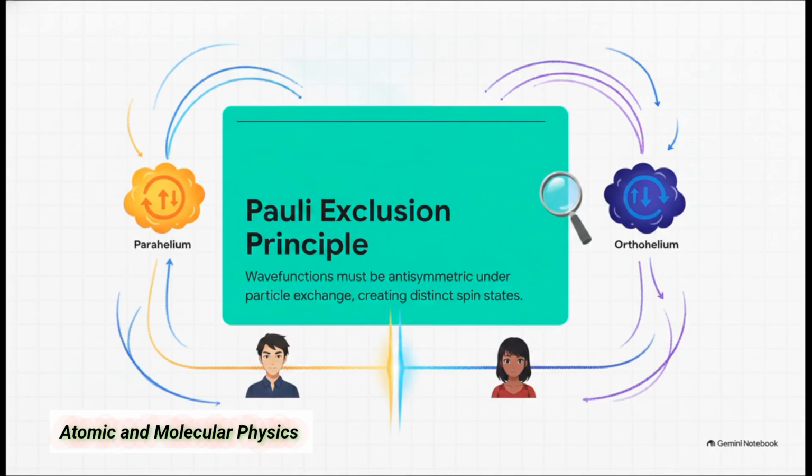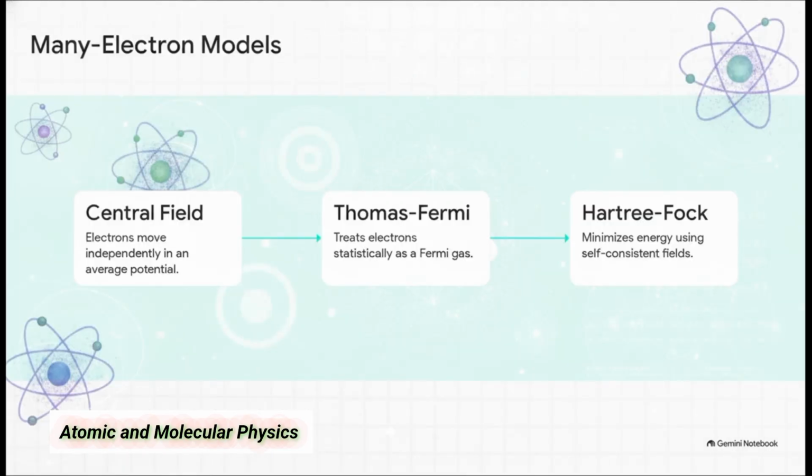Physically, this forces our helium into distinct uncoupled energy states. You've got parahelium, which is a spin singlet, and orthohelium, a spin triplet, with antisymmetric wave functions that actually end up sitting lower in energy. So, how do we scale up beyond helium to atoms with dozens of electrons? Well, physicists have to use some incredibly ingenious approximations.